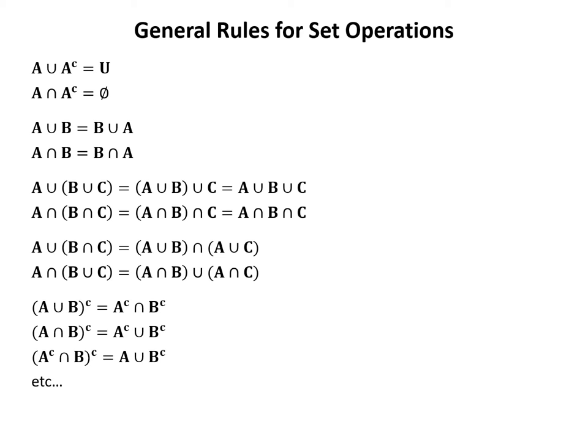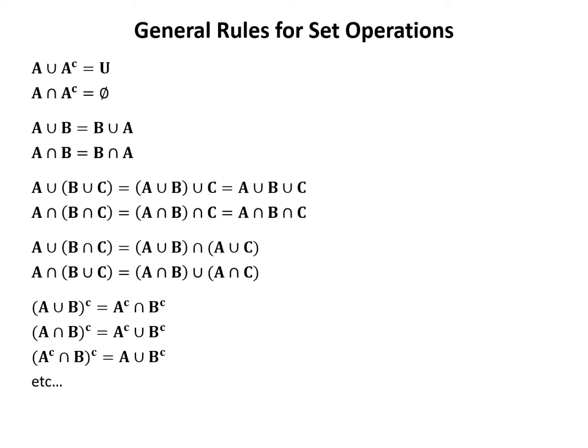Another way of looking at how this works is a straightforward rule for what happened here: notice that on the right side, everything that was inside the bracket switched to its opposite. So A became A complement, union became intersection, and B became B complement. These rules are often referred to as De Morgan's laws, and there are two more showing here.